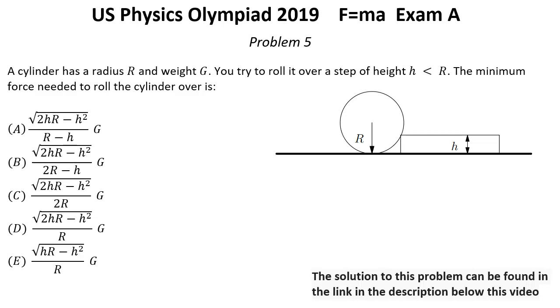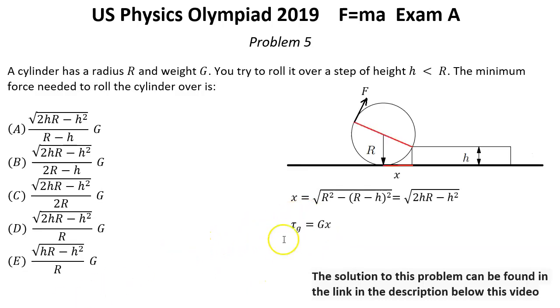Rolling the cylinder over requires overcoming the torque due to gravity. We choose the corner of the step as our pivot point. The force from gravity is mg, equal to big G. The distance between the corner and the vertical line bisecting the cylinder is given by this formula. So the total gravity torque equals G multiplied by x.